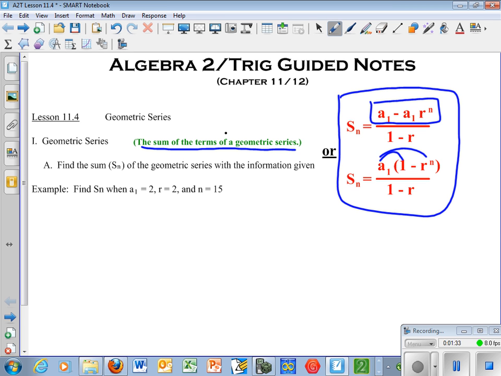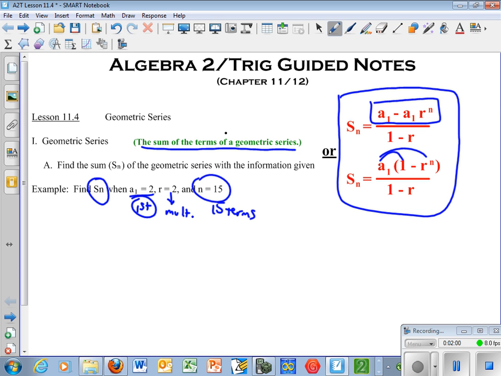So, first problem asks us to find the sum, s sub n, of the geometric series with the information given. We're trying to find the sum, s sub n, given a1, which is our first term, r is 2, that's what we're multiplying by between terms in a geometric sequence, and n is 15, so we're finding the sum of the first 15 terms.